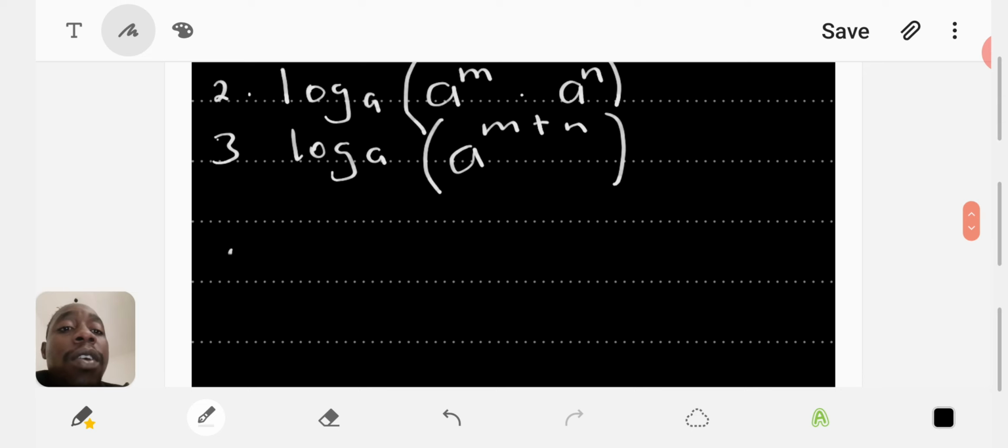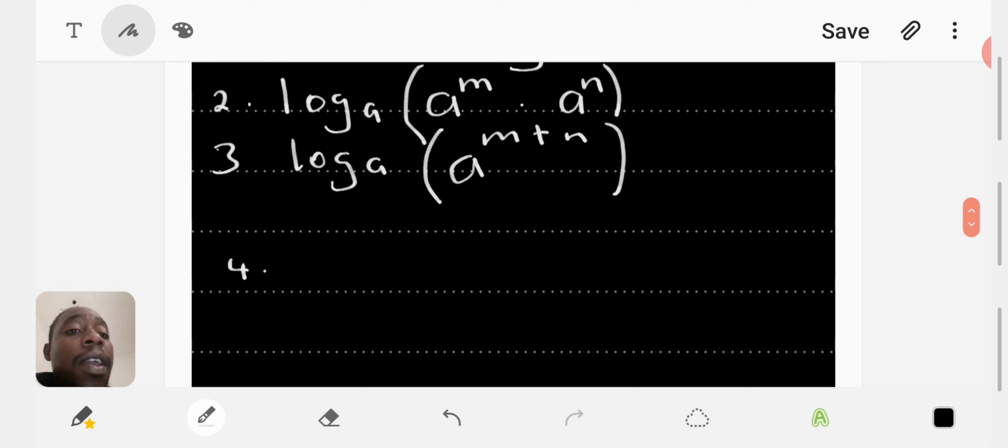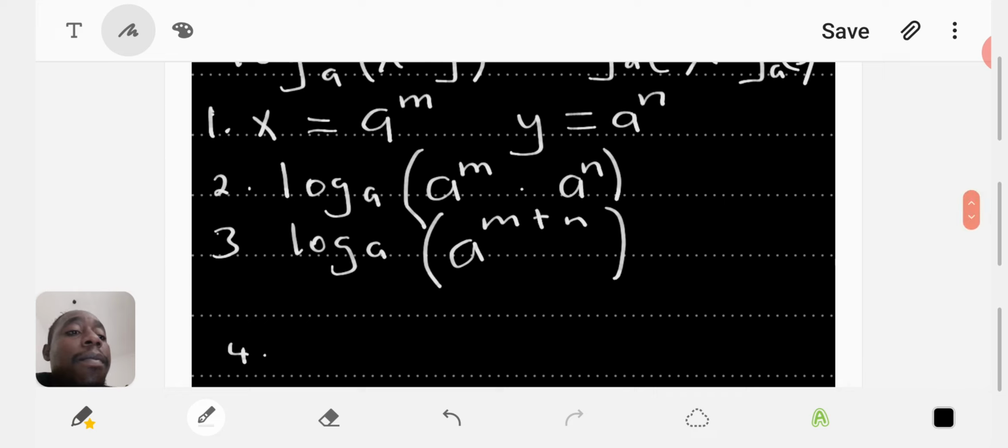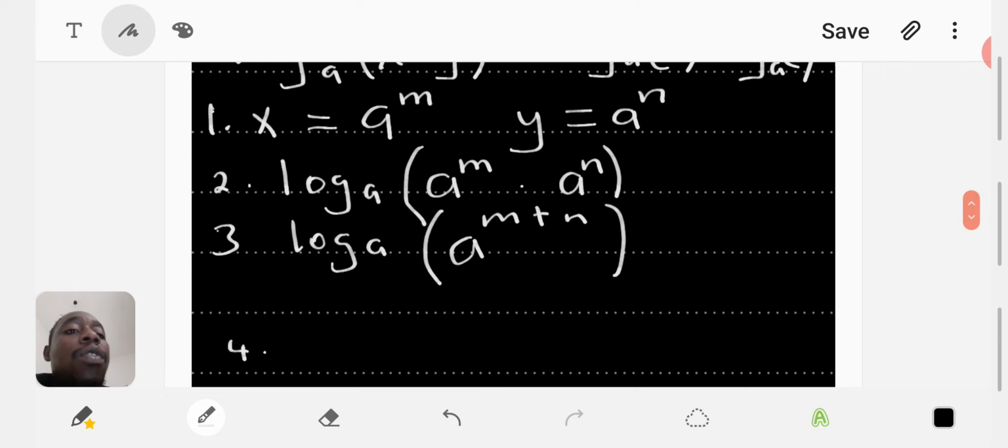and then number 4. Now we know that we have that expression now. Now we need to substitute our logarithm expression, our logarithm expression of x is equal to a to the power of m.